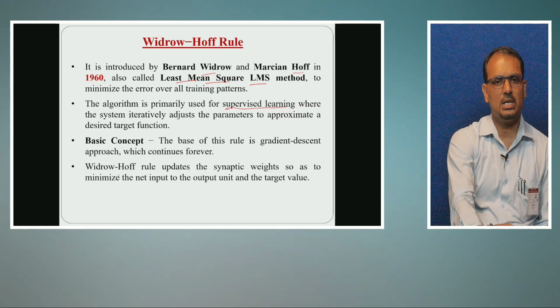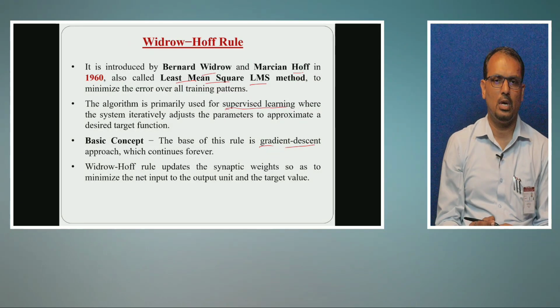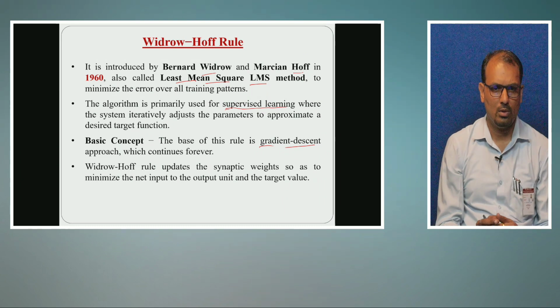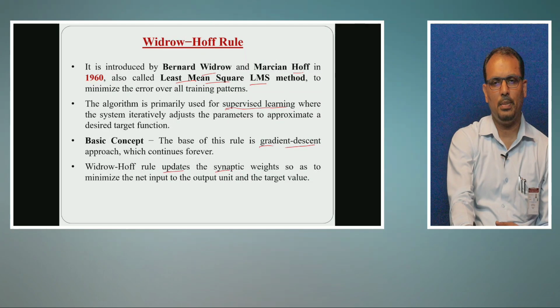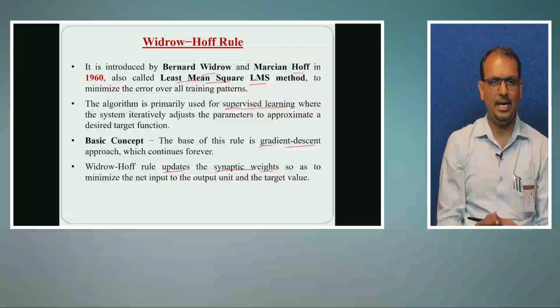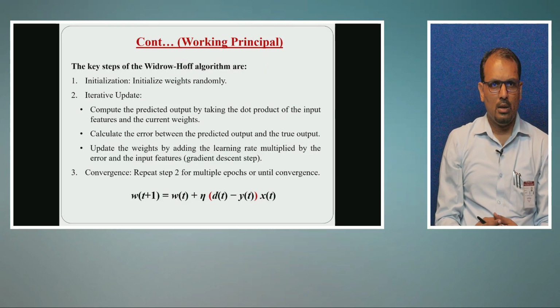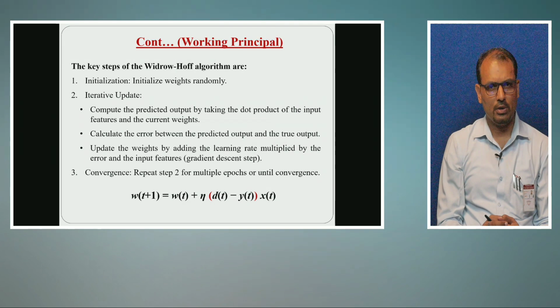As I already told, the base of this rule is the gradient descent approach. The gradient descent rule is nothing but the Widrow-Hoff rule or delta rule. What we are doing in the Widrow-Hoff rule is updating the synaptic weights so as to minimize the difference between the net input to the output unit and the target values. Now this is the working principle of the Widrow-Hoff algorithm. We know what the Widrow-Hoff algorithm is and who gave this concept. Now we are talking about its principle.